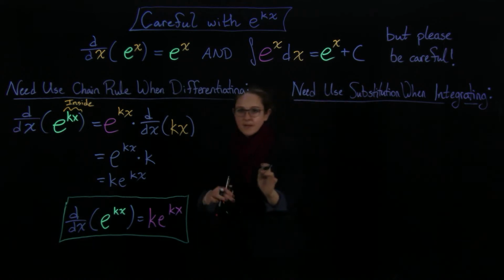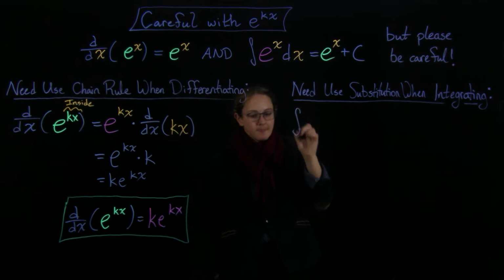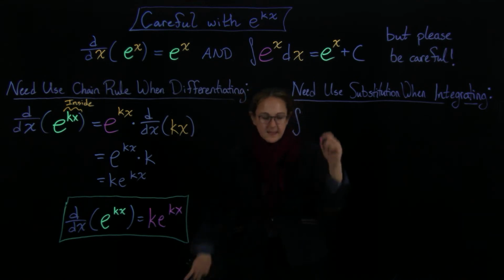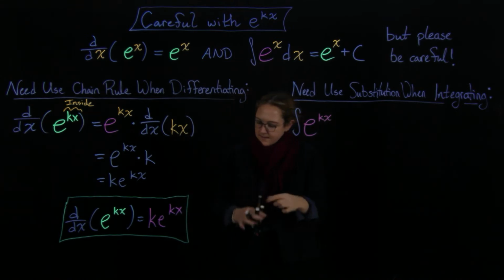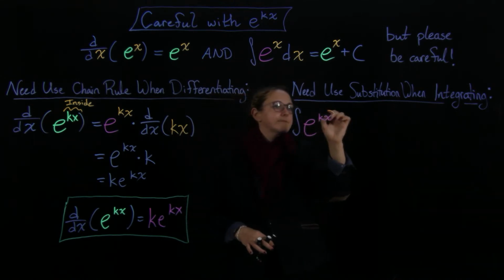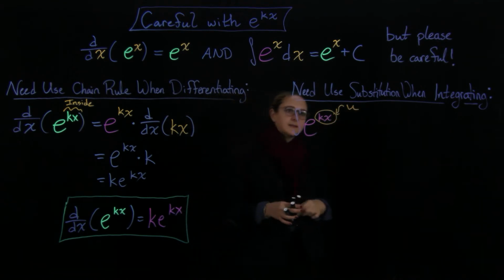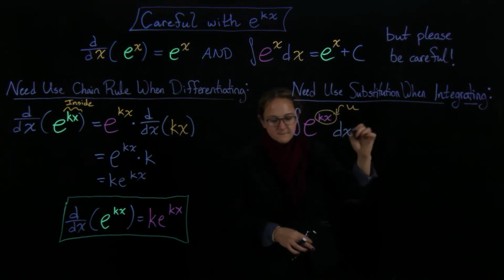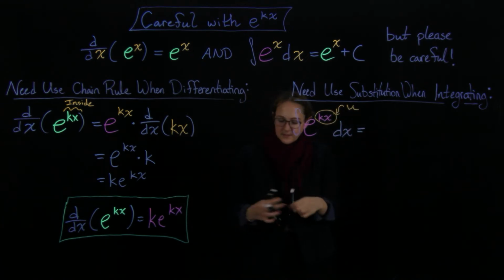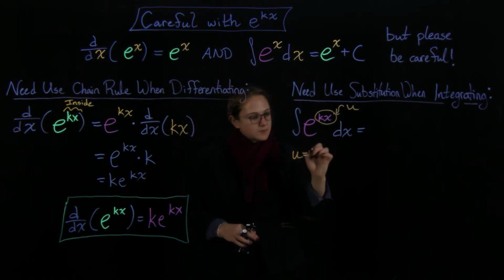Here we go. So I have the integral of e to the kx dx. Now we need to do our whole u-substitution deal. So I have u equals kx.